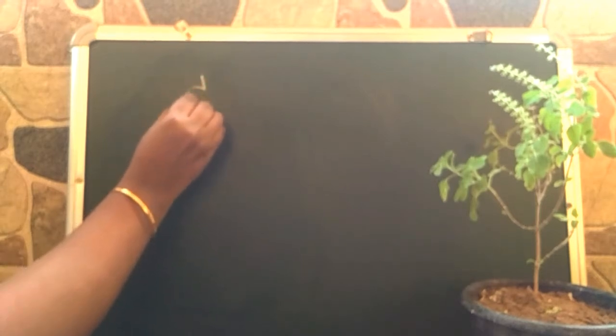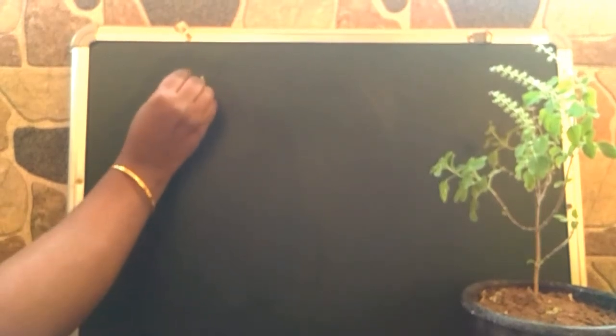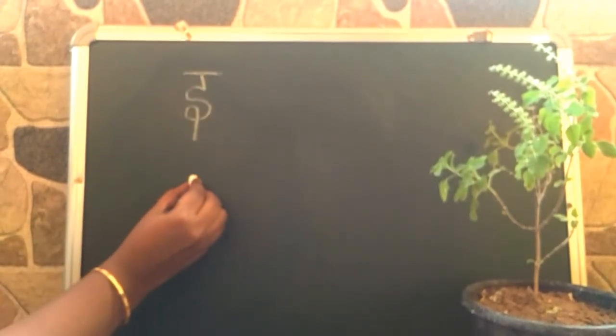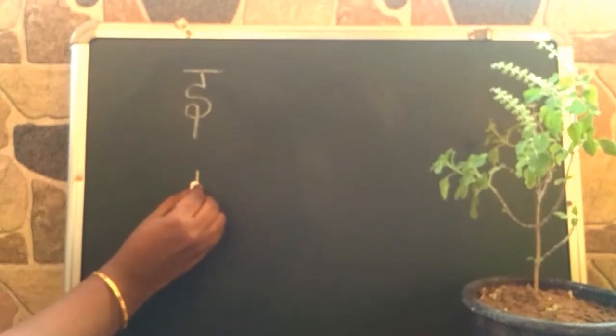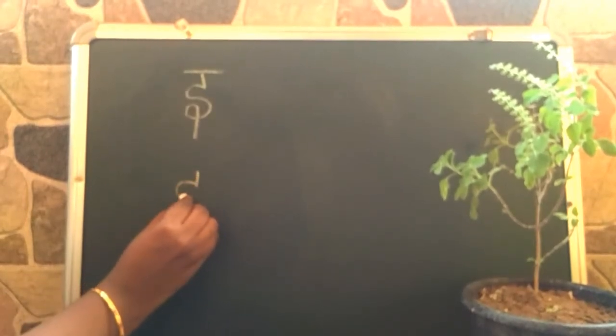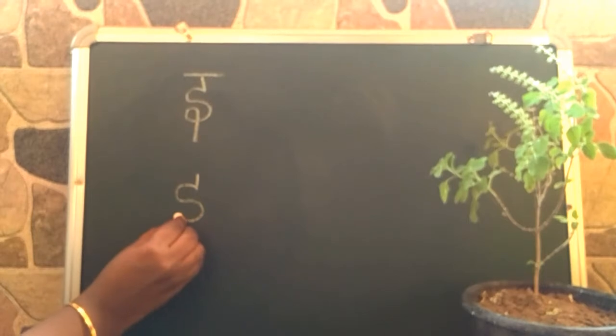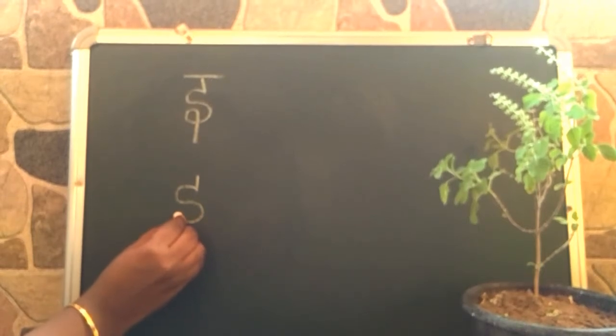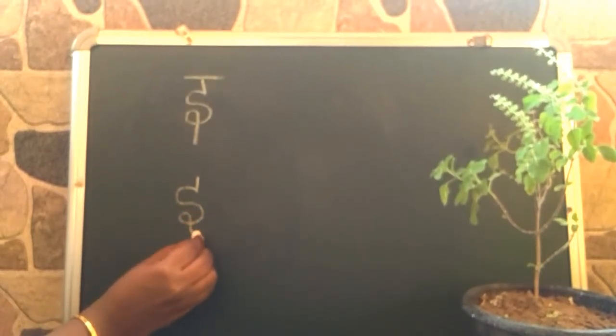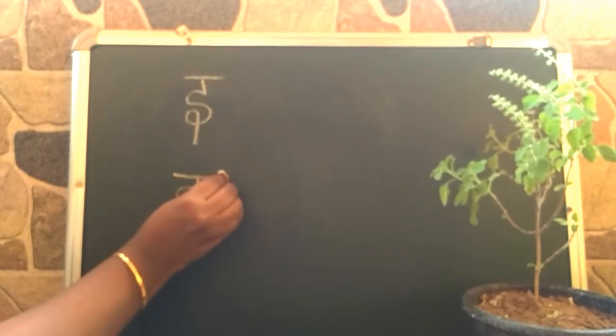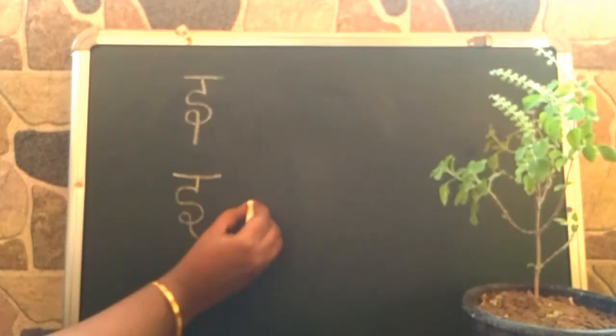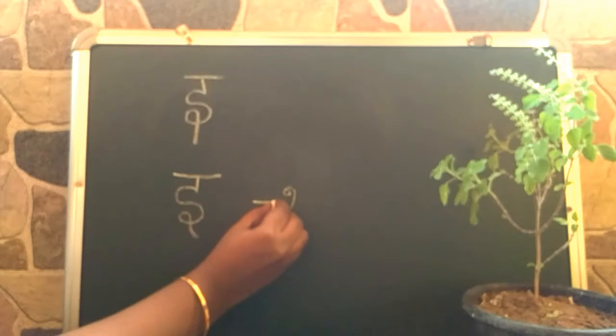Now, I will teach you how to write E. Begin with a small standing line and continue to draw English alphabet letter S. Then a circle on it. Finally, draw a sleeping line on the top. This is letter E.